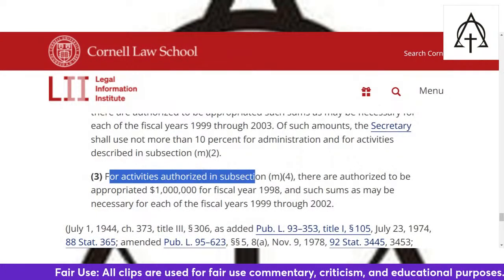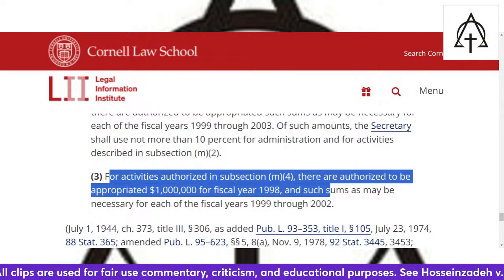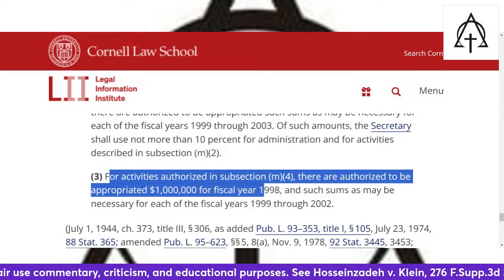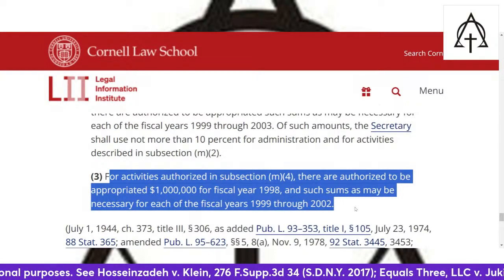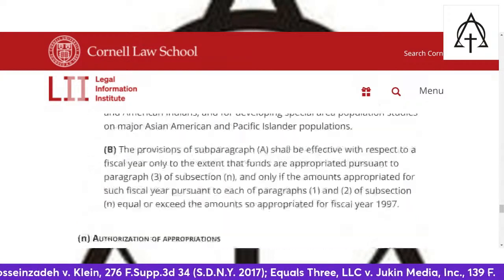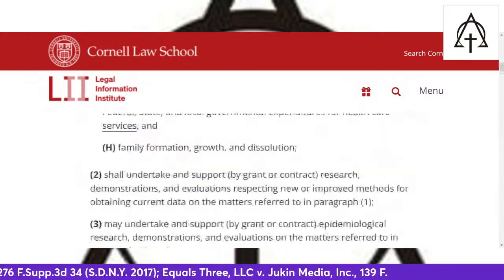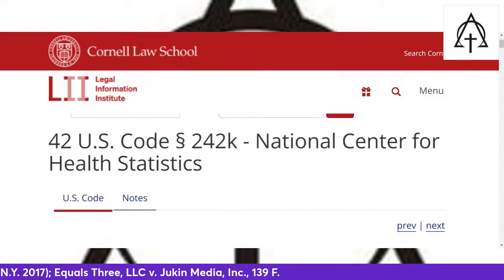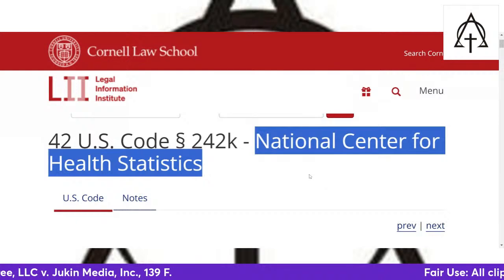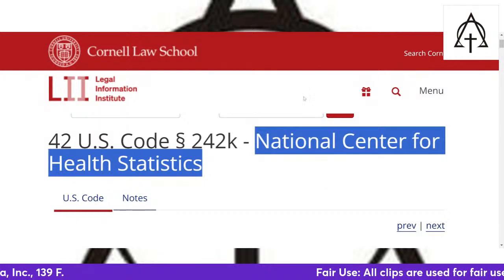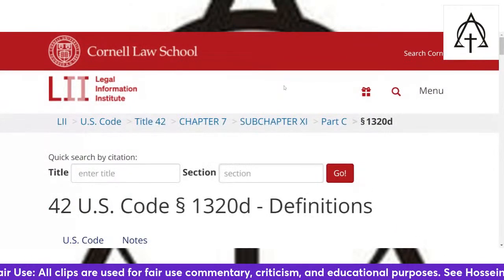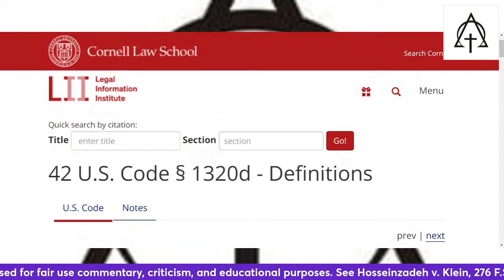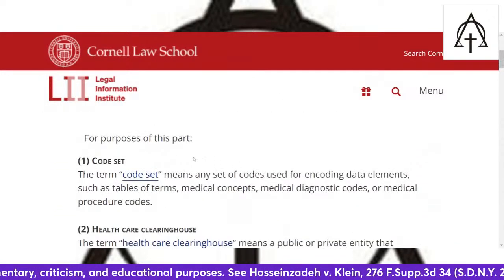For activities authorized in subsection M4, there are authorized to be appropriated $1 million for fiscal year 1998, and such sums as may be necessary for each of the fiscal years 99 through 2002. Interesting. National Center for Health Statistics has to do with $1 million and not a thing to do with your health. Not one thing. So let's take a look at the next one. 42 U.S. Code 1320d, a short set of definitions.